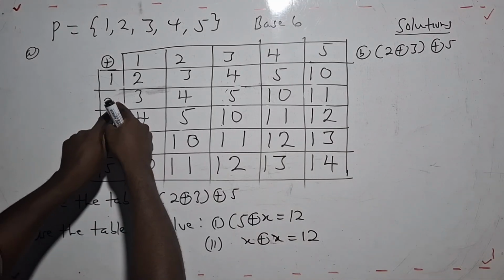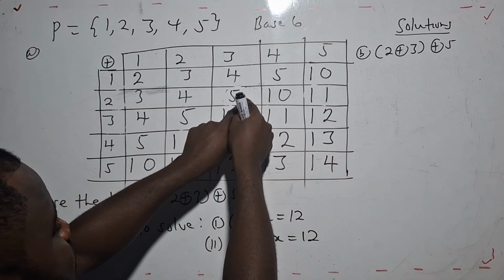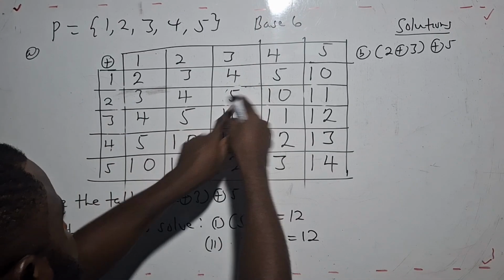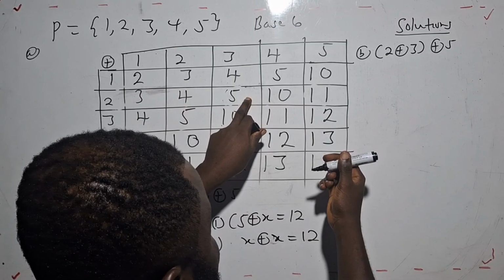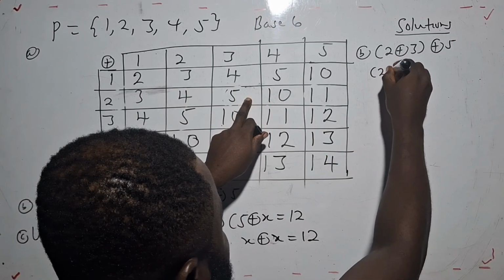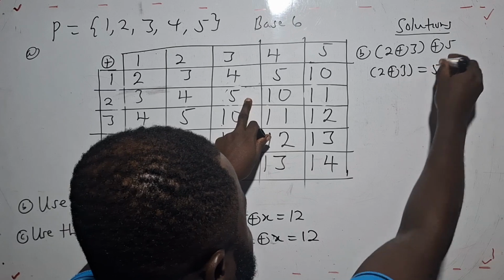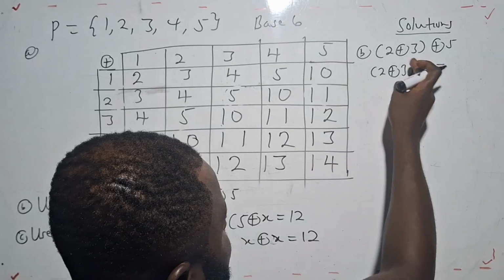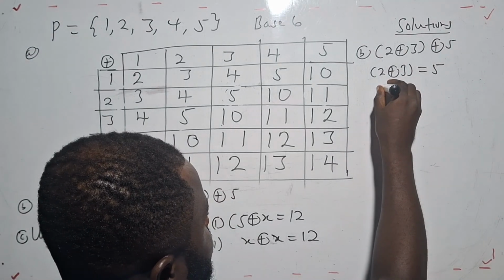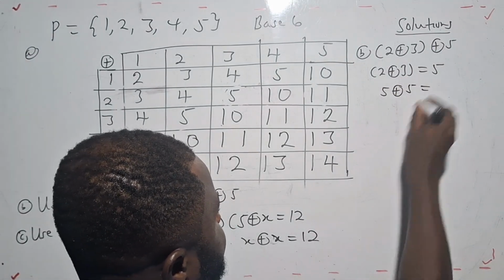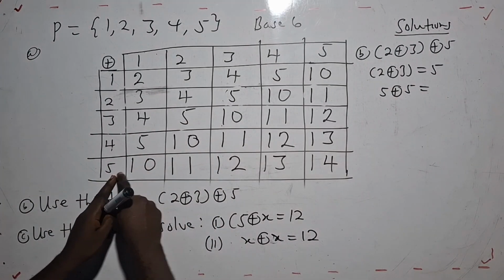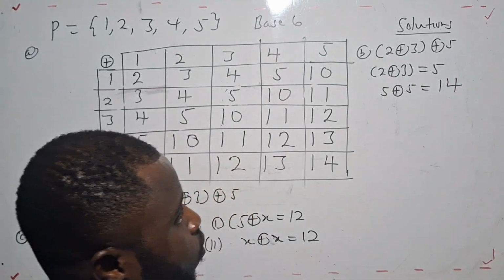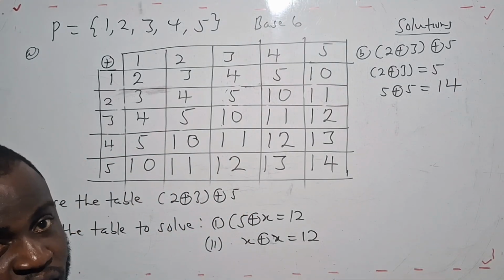So on the table, 2 plus 3. What is the answer here? The answer is 5. So 2 plus 3 will give us 5, according to the table. So now we are going to add the 5 to the 5 according to the table. So 5 plus 5 according to the table is what? It's 1, 4. So this is the answer we are expecting.